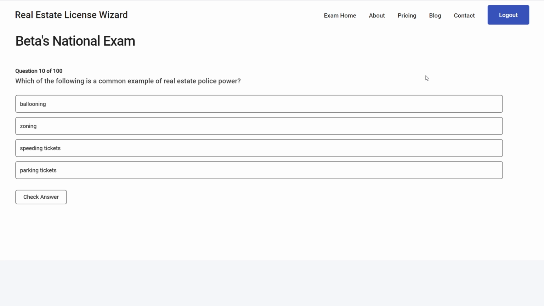All right, number 10, next question. Which of the following is a common example of real estate police power? All right, it gives us 4 options here. Is it ballooning? Is it zoning? Speeding tickets or parking tickets? All right, think that one over.